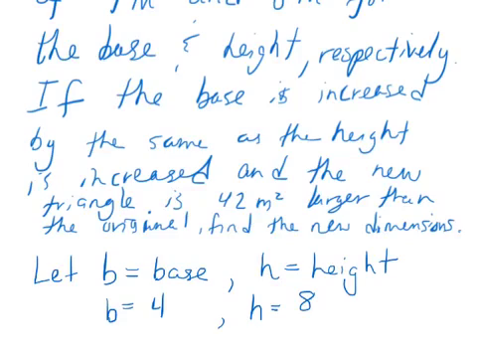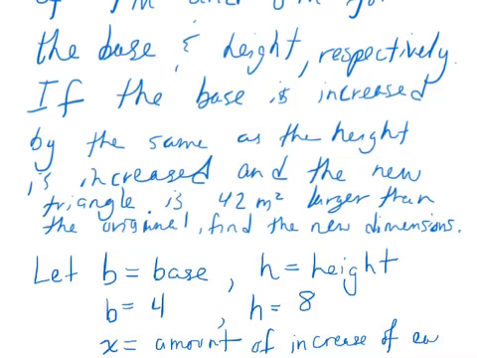What are the variables when the triangle is 42 meters square? Yeah, or the new dimensions, let's say. The new dimensions. And they're both increased by the same amount. So let's define a variable that is the increased amount. X. Okay, that is not the amount of area increase, but the amount of increase of each dimension.